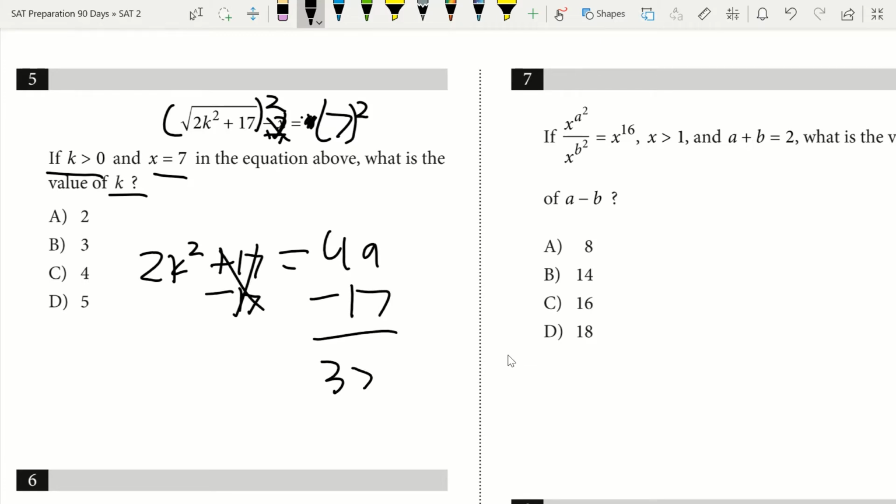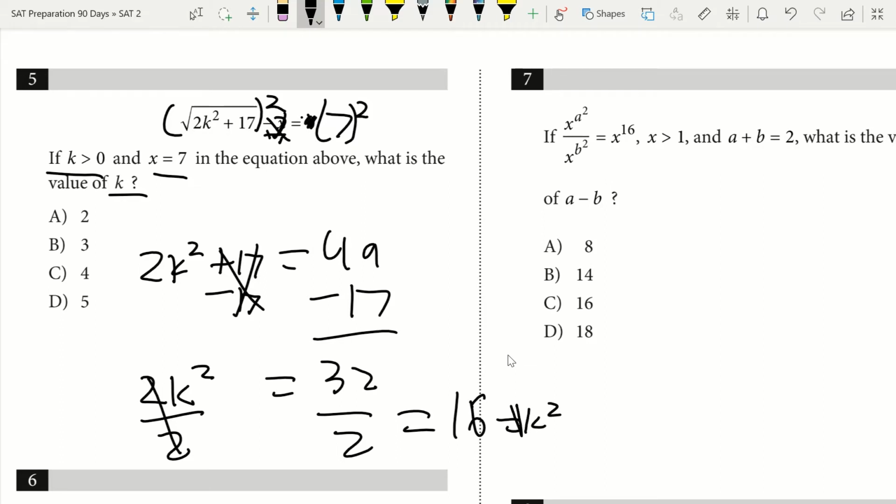I do that, I'm going to get 32 equals 2k squared. I'm going to divide each side by 2. That's going to give me 16 is equal to k squared. I take the square root of each side to isolate k. Square root of 16, I know that that's going to be 4, so my answer there is going to be C.